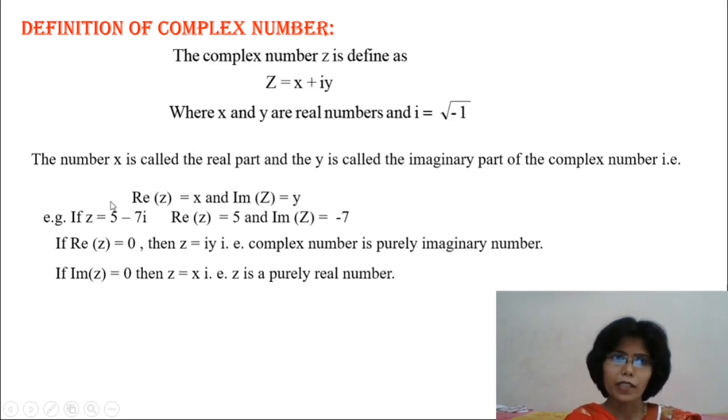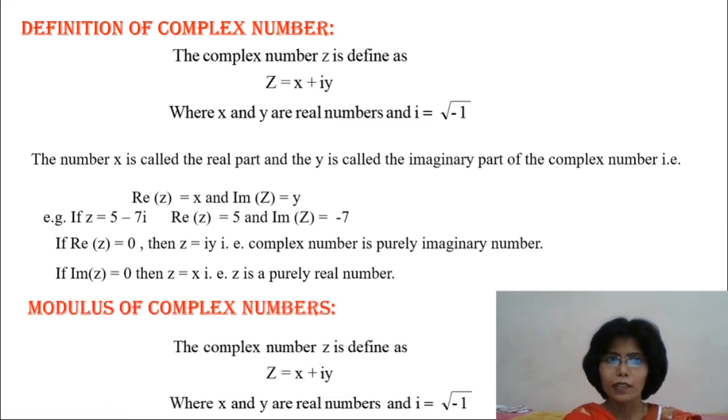The real part of z is x and the imaginary part of z is y. So for example, if z is equal to 5 minus 7i, then the real part of z is 5 and the imaginary part of z is minus 7. If the real part of a complex number is 0, that is x is equal to 0, then that complex number is a purely imaginary number. On the contrary, if the imaginary part is 0, then the complex number becomes a purely real number, because this part will be 0. So z is equal to x, x is a real number, so the complex number is a purely real number.